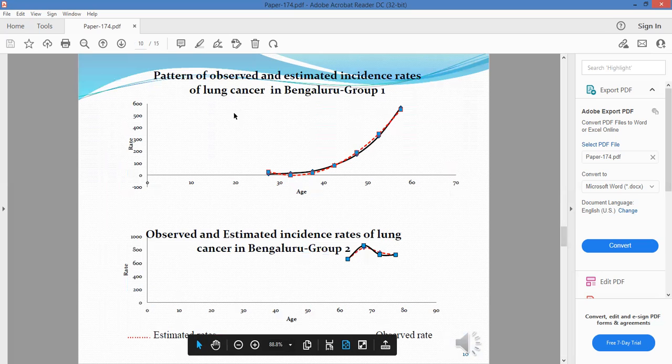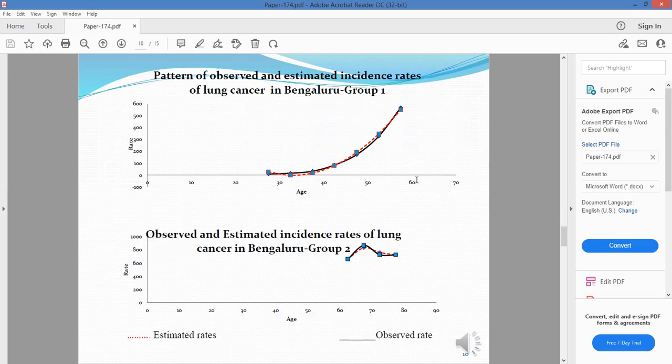Also, in the Bengaluru region, the observed and estimated rates of incidence of lung cancer are pictorially represented using these two graphs. In the age group 20 to 60, as we have fitted a parabolic curve or a second degree curve, the dotted line is the estimated curve and the smooth curve is the observed rate of incidence.